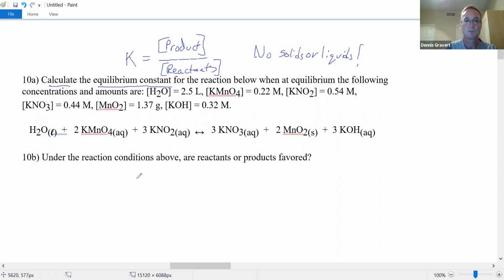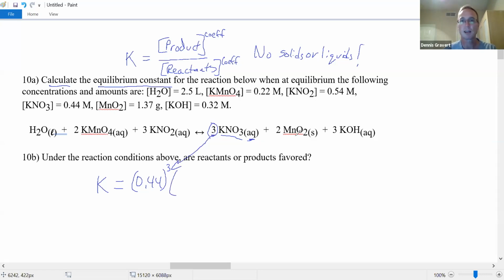Okay, so we'll answer letter B in a minute. I'm just going to use this space. So what are my products? Well, there's the KNO3 that's aqueous, and it's got a 3 in front. Remember, you have to raise it to the power of the coefficient. So what's my KNO3 quantity? It's aqueous, so it does count. It's not a solid or a liquid. Here it is, KNO3, potassium nitrate. It's 0.44 molar. So 0.44. And then you got to use this 3 as the exponent.